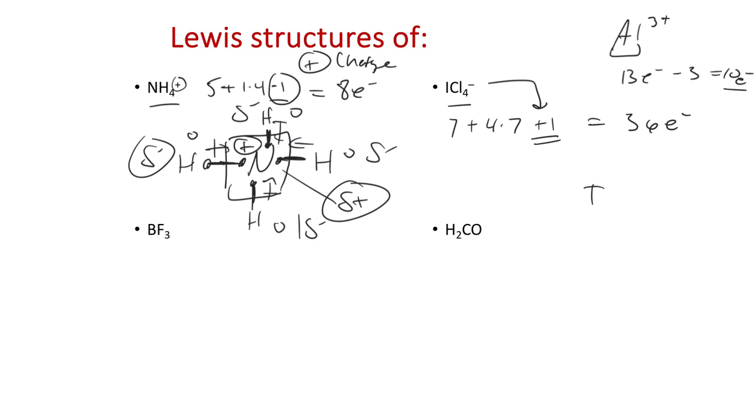So I have central iodine, single bond the chlorines, attach my electrons to the non-central atoms. So give the non-centrals their octet. And then count electrons. That's 8 per chlorine, that's 32 total. So I have 4 electrons left to go, and there's nowhere else to put them but onto the central atom.